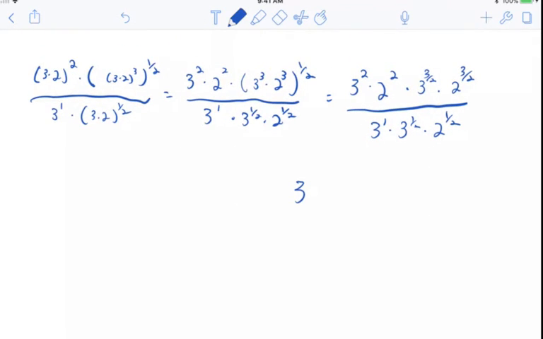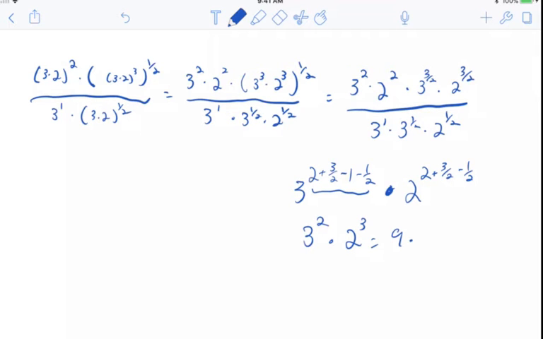Alright, so then you get 3 to the 2 plus 3 over 2 minus 1 minus 1/2, times 2 to the 2 plus 3 over 2 minus 1/2. Hey, you're very good at adding fractions. You can do this part on your calculator, I don't care. 2 plus 3 over 2 minus 1 minus 1 over 2. So this is 3 to the 2 times 2 to the 3. So that's 9 times 8, which is 72.